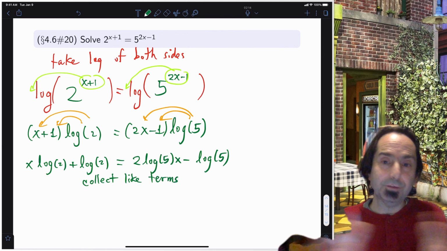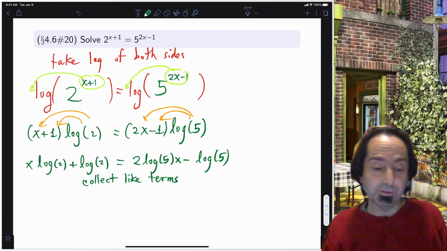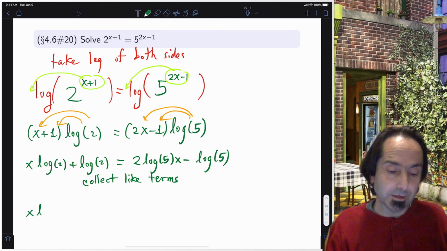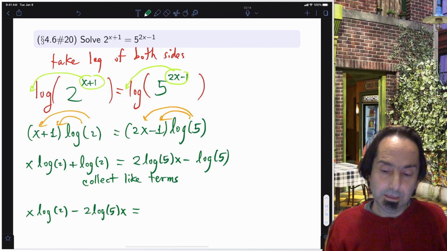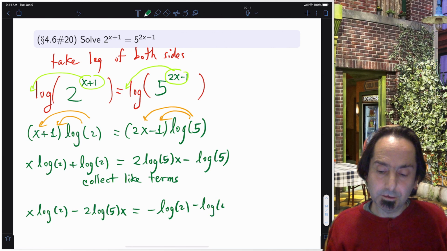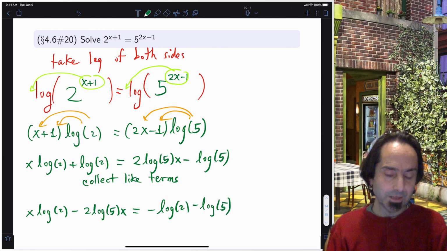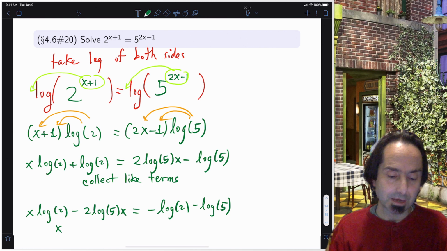So I'm going to put all of the x's on one side, all of the non-x's on the other side. And if I do that, I'll have x log 2 minus 2 log 5x equals a negative log of 2 minus log of 5. And on the left-hand side, notice there's a common factor, x. So that's x times log 2 minus 2 log 5.